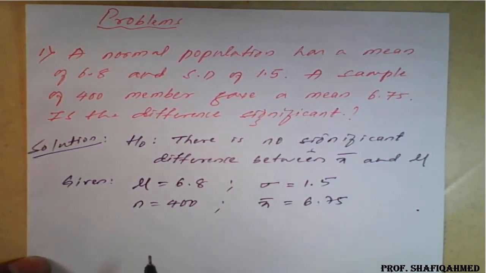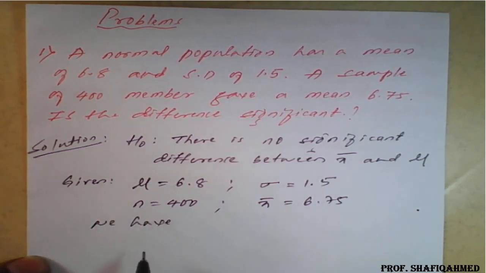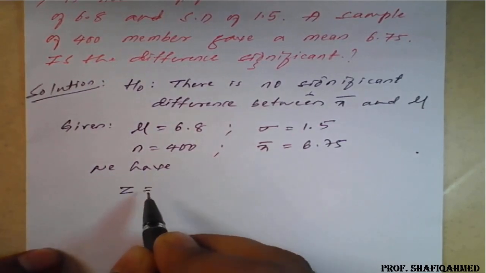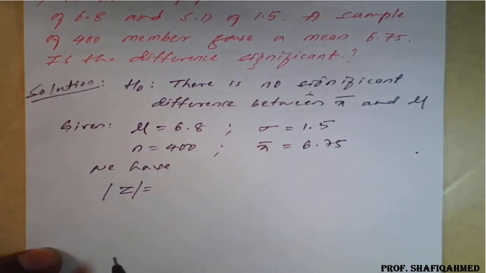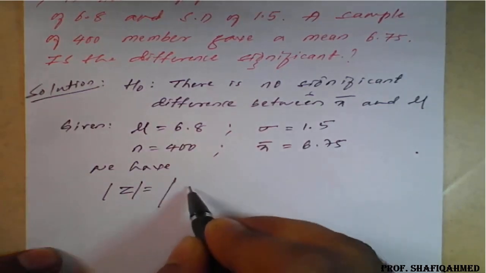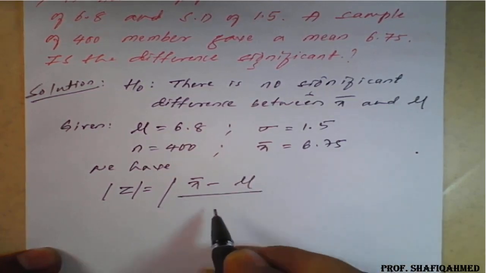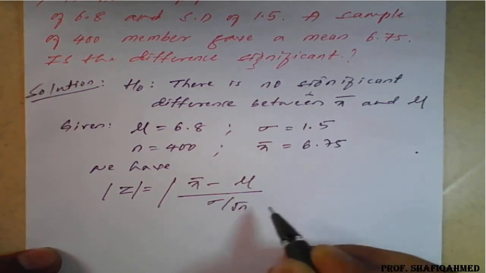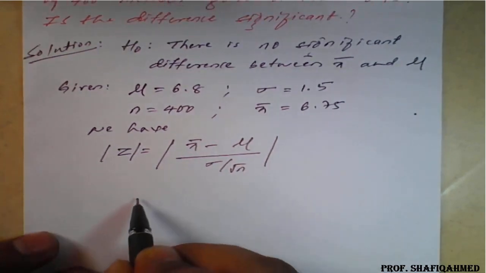So we know that z is equal to, the formula is z is equal to, sometimes a negative will come, so I will take the modulus. So z is equal to modulus of x bar minus mu divided by standard deviation divided by root n. This is the formula, so simply apply the values.